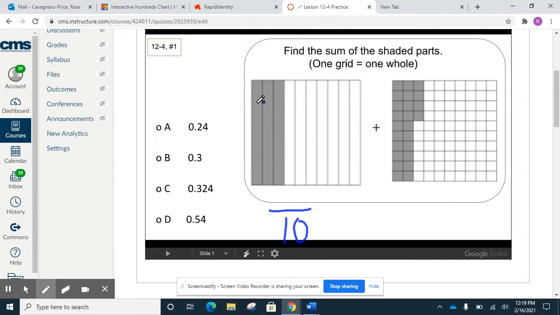And let's see how many we have shaded. 1, 2, 3. That would be our numerator. 3/10. Now, let's check the next model.